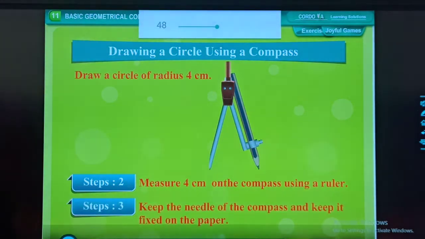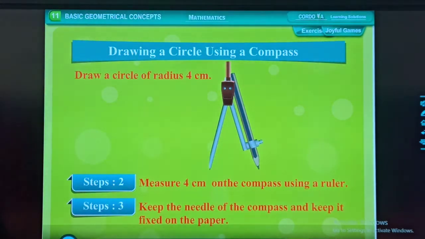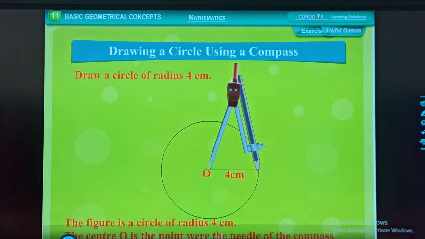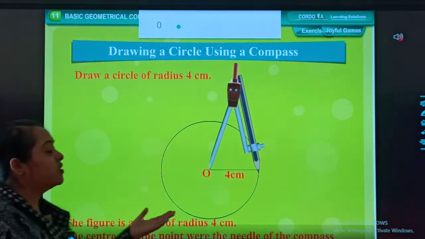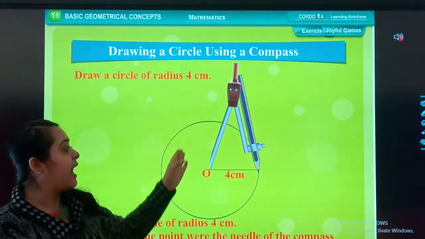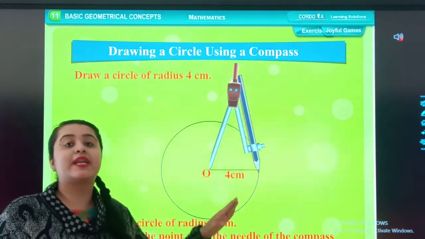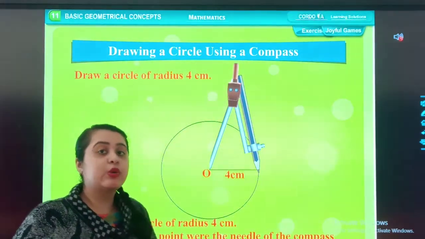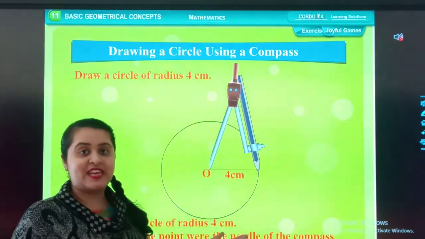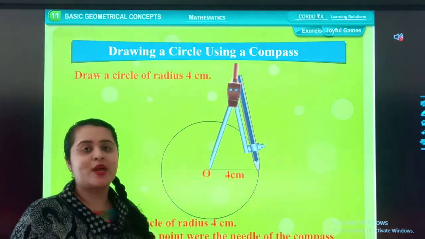Ruler. Keep the needle of the compass fixed on the paper. Move the pencil around it in any direction till you return to the starting point. The figure is a circle of radius 4 centimeters. The center is O. So students, observe, at the center I will be placing the rounder tip and then I will rotate the rounder in such a way that the measurement does not change. See, it's very easy now. It's really a good scoring topic.